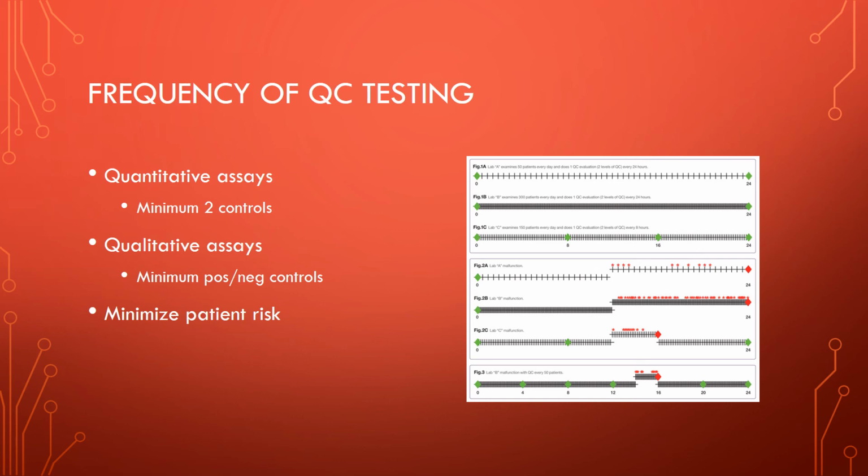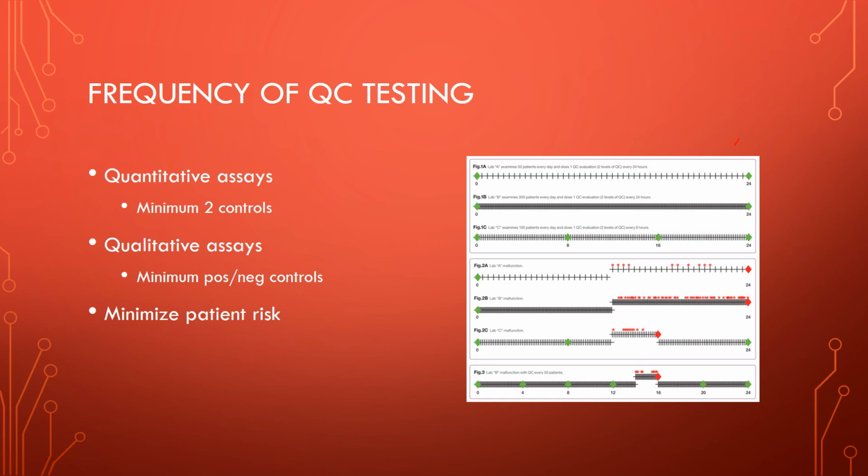And the reason, as you can see by this chart over here, if you look at figure 1A, Lab A examines 50 patients every day and does 1 QC evaluation every 24 hours. That means if you look at the green diamonds, that's when they perform QC.